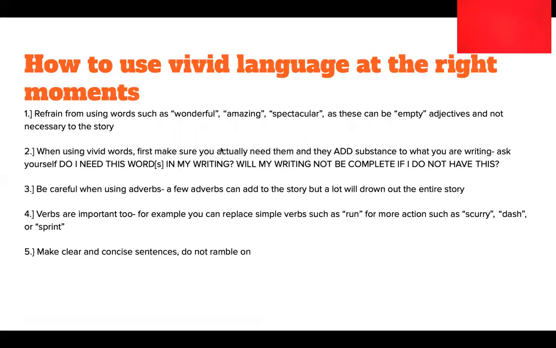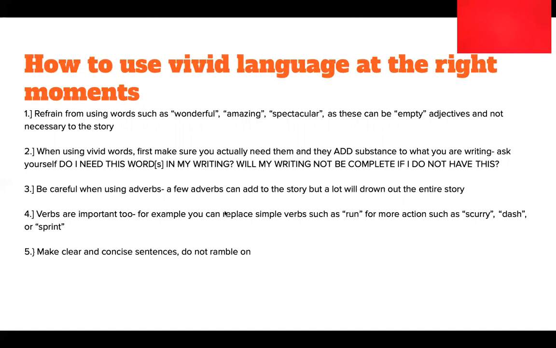Now, let's use vivid language at the right moments. While using vivid adjectives is important, refrain from using words such as wonderful, amazing, spectacular, as these words are not really that descriptive, and they are also empty and not necessary to the actual story. When using vivid words, make sure that you actually need them and that they add substance to what you are writing. So it's beneficial to ask yourself, do I need these words or this word in my writing? Will my writing not be complete if I don't have this? Does this enrich the writing that I want?